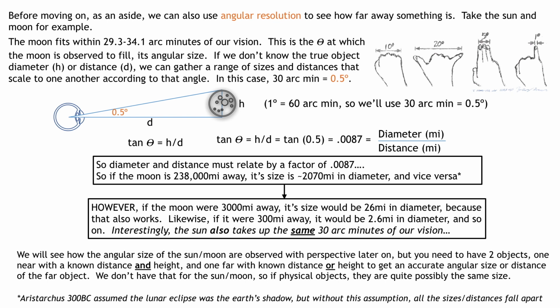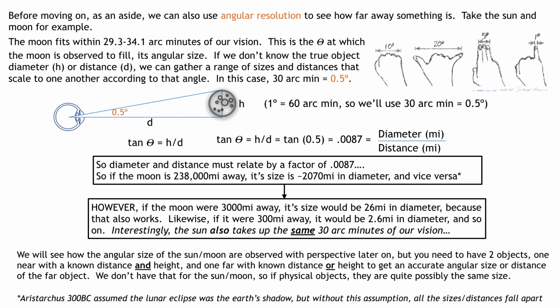You can roughly use your hand to get an angular resolution or angular size of an object. A fist is 10 degrees. Extending your pinky and your thumb gives you 2 fist widths, or 20 degrees. 3 fingers is 5 degrees, and your pinky is 1 degree. So in this case, we'll use 30 arc minutes, 0.5 degrees.